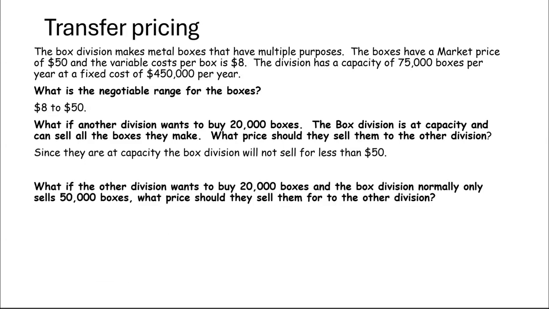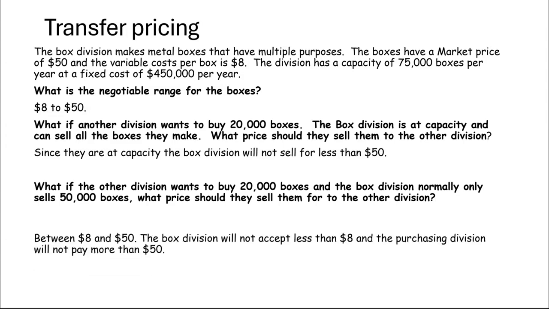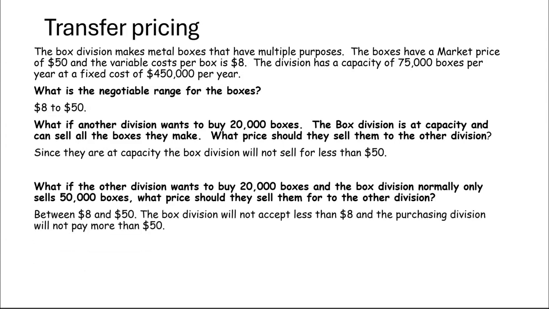Now, what if instead the division wants 20,000 boxes and the box division normally only sells 50,000 boxes, which means they're not at capacity? What price should they sell for the other division? Well, that's where they negotiate. They have to sell between $8 and $50. The box division will not accept less than $8, and the purchasing division will not pay more than $50.